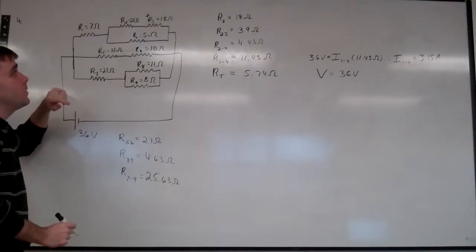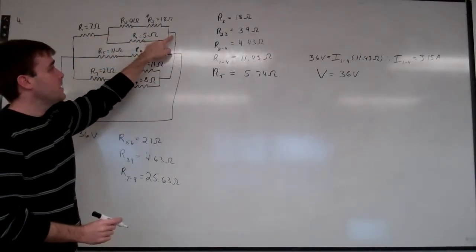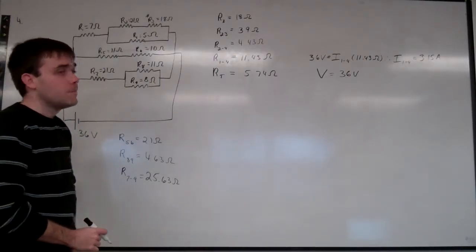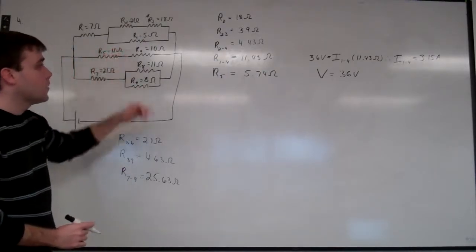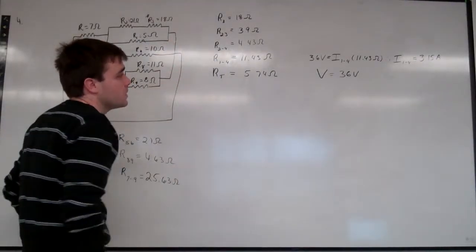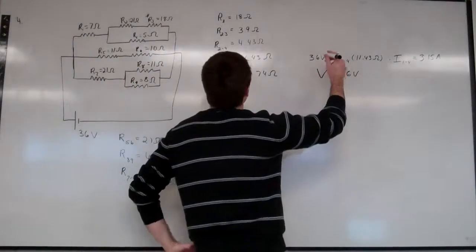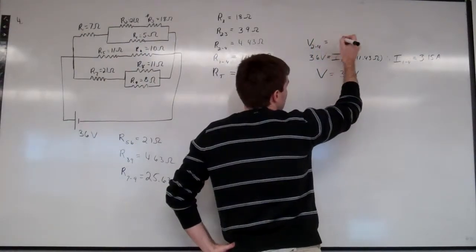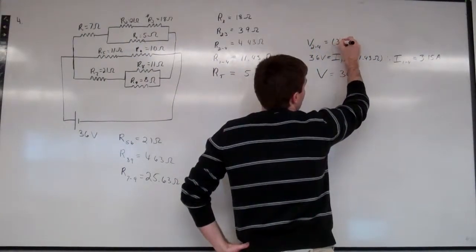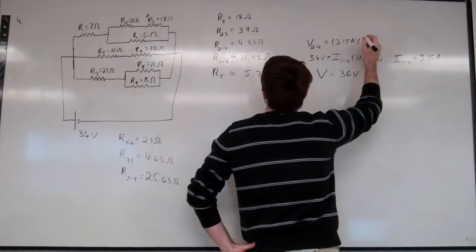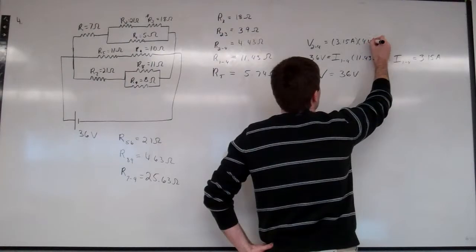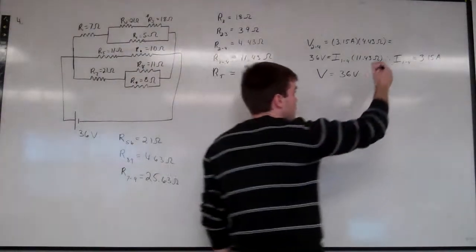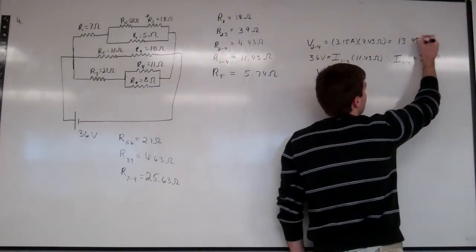Okay, now we need to find the voltage drop across this, and that's going to be the voltage in that top branch. So what resistance are we going to use to find that? 2 through 4. So the current through that whole thing is 3.15. So we're going to do voltage across 2 to 4 is equal to 3.15 amps times 4.43 ohms. And what's that equal? 13.95. 13.95 volts.